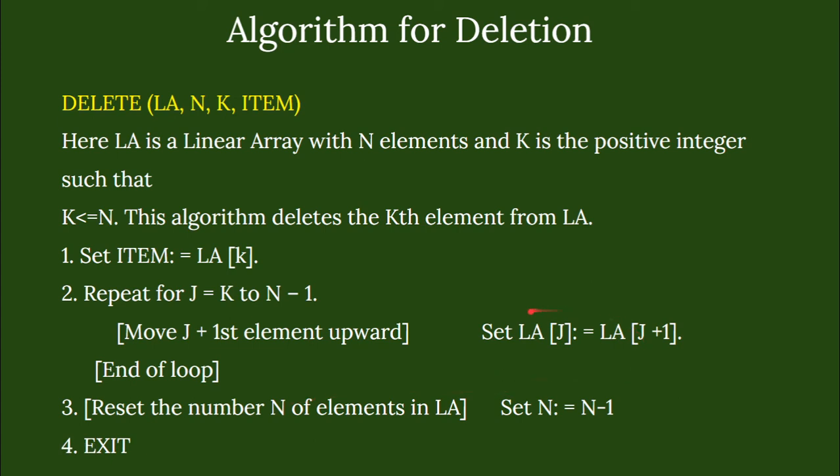Once you have made the arrangement, since we have removed one element, the size becomes n equal to n minus 1. Suppose in an array of 10 elements, if you remove 1, it will become 9. So n is equal to n minus 1, exit. So that's all the delete function.